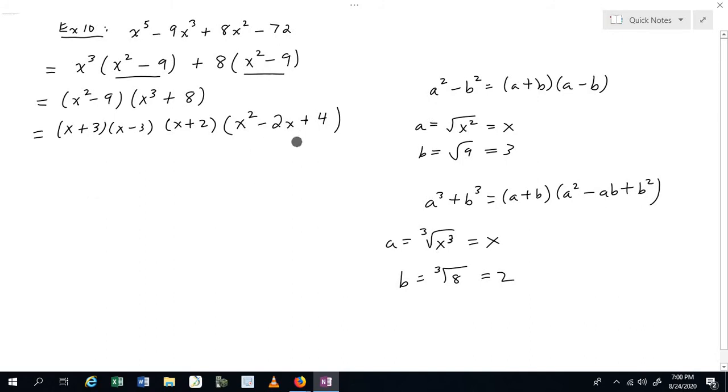Okay, and then you want to check this last piece here. This is a trinomial. It has 3 terms. So you want to see if you can factor this trinomial. Now this happens to be what I would call an easy trinomial because the leading coefficient is 1. And so in those cases, all we need to do is look at all the factors of 4 and find 2 factors of 4 that add up to the middle term, which is negative 2. So let's see if we can find those.